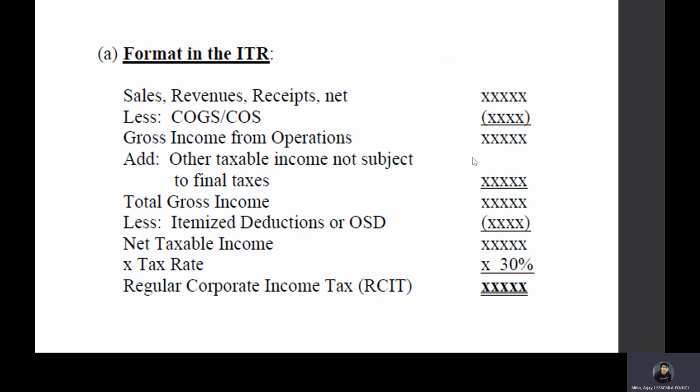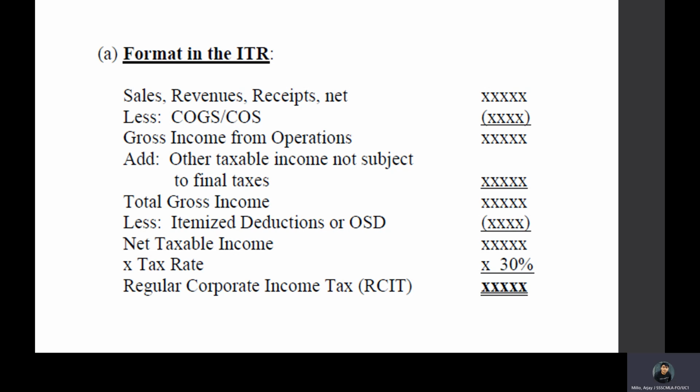So, as discussed before, ito lang naman yung regular format sa income tax return on how to compute the regular corporate income tax. So we have sales or the revenue receipts depending on the type of business. Tapos deduction ng cost of goods sold or cost of sales or cost of service. And then that will be your gross income from operations. Then you need to add other taxable income na hindi subject sa final taxes. Then yun yung total gross income mo for income tax purposes.